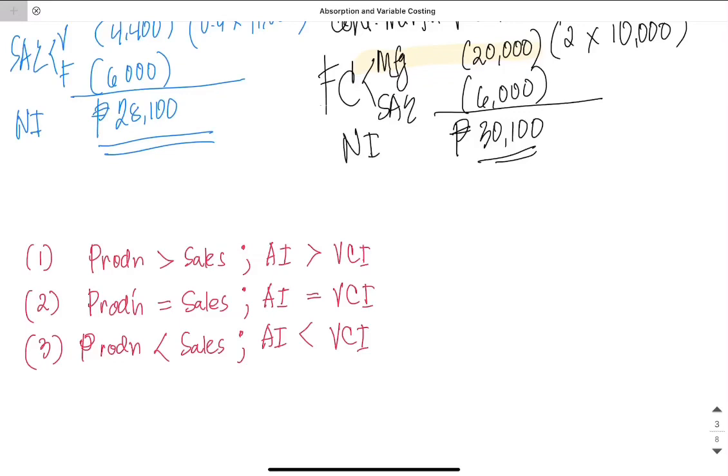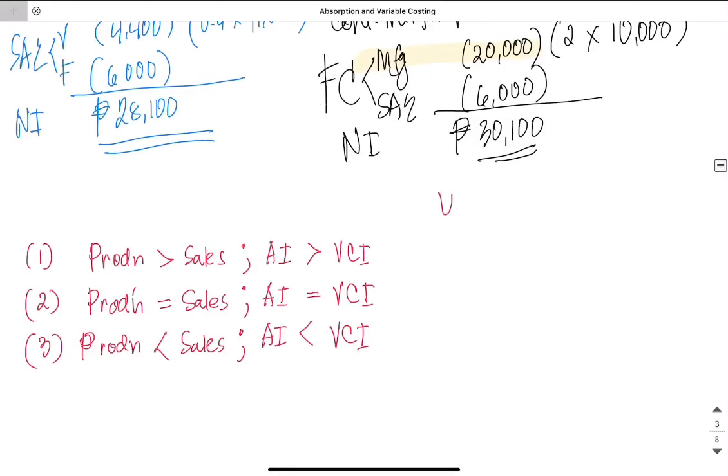So let's say if we are more sure of our answers under variable costing income, then we can start to solve the net income under variable costing income. Let's say for this question number 3, our variable costing income, as we have computed, amounted to 30,100. Then we are also asked about the net income under absorption costing income.